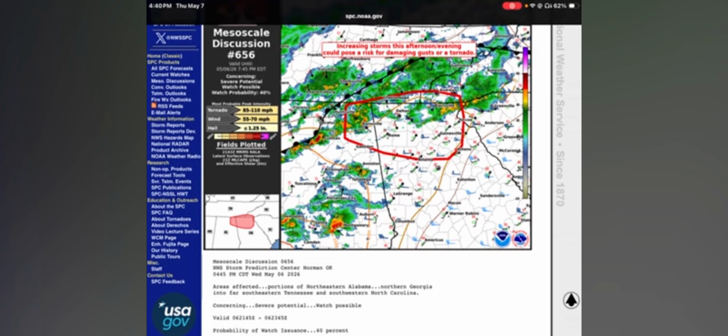Fields plotted 2142Z MRMS RALA, so that's the radar. Latest surface observations, that's a trend there. 21Z ML Cape, also a trend there, and effective shear. So usually the Storm Prediction Center plots instability, potentially interstate highways, shear, maybe these significant tornado parameter, the radar, stuff like that. Yeah, it's very, very important that they do that.